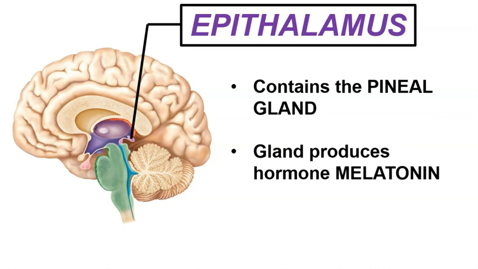The final structure of the diencephalon is called the epithalamus, and it's located at the posterior side of the diencephalon. The major structure to note within the epithalamus is a small gland that's called the pineal gland. And the pineal gland is the site of production for a hormone called melatonin.